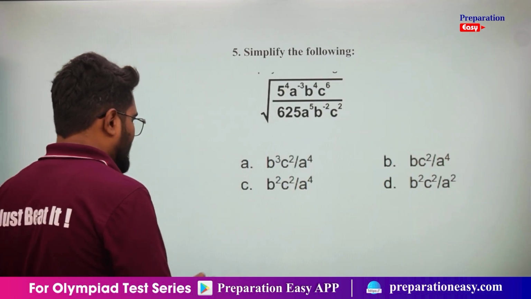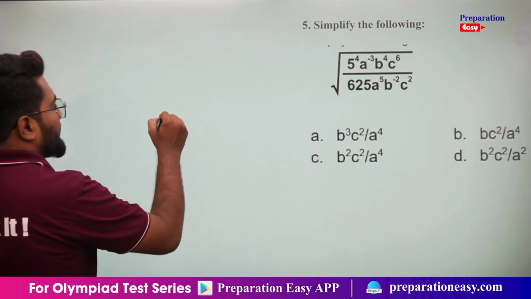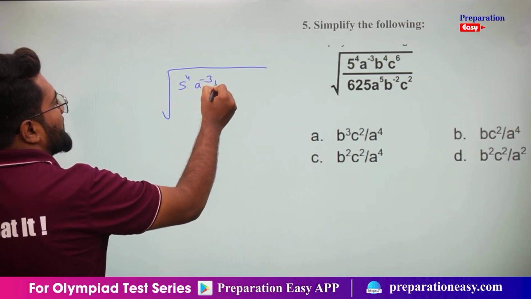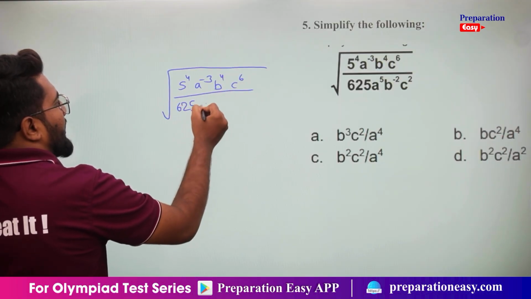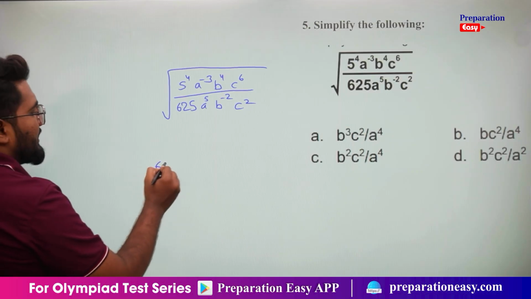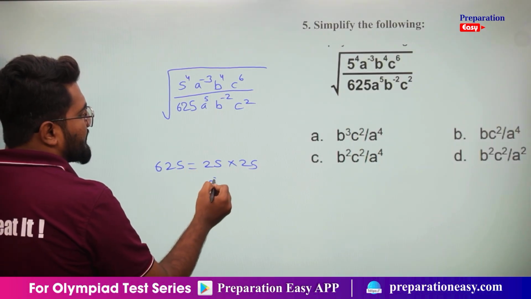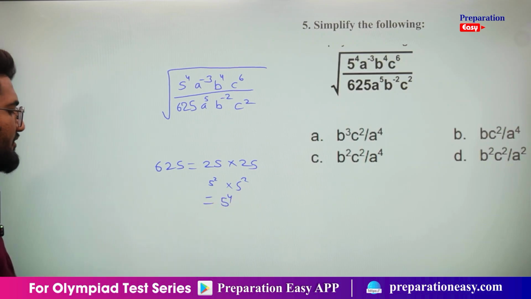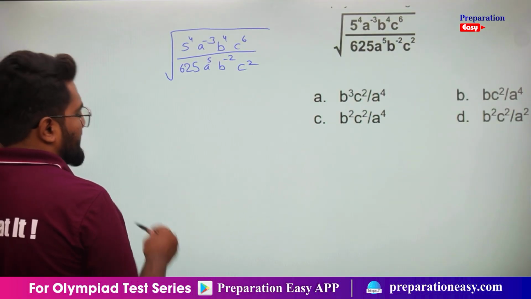Question number 5. Here we have to simplify. Here we have to just simplify the expression: 5 power 4, a power minus 3, b power 4 and c power 6, divided by 625, a power 5, b power minus 2 and c power 2. 625 can be written as 25 into 25, and 25 is 5 square, so it becomes 5 power 4. So let's substitute 625 as 5 power 4.